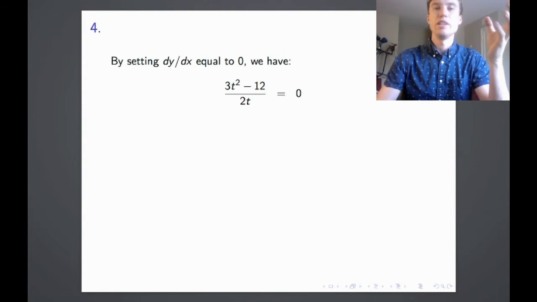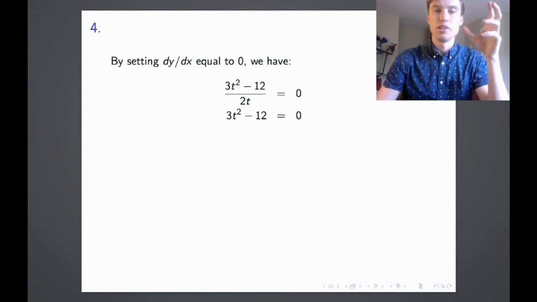So we have (3t squared minus 12) divided by 2t equals 0. We'll multiply through by 2t. Now let's just keep this in mind. We want to be careful if at the end we have a solution of t equals 0. We may need to go back and check and see if this is a real solution to the equation.